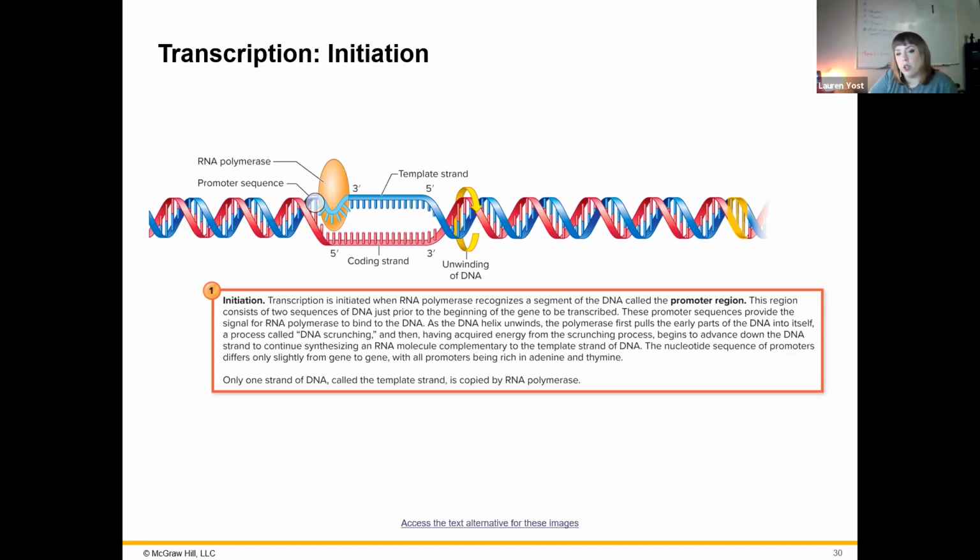Transcription has essentially three steps: initiation, elongation, and termination. Really easy stuff. All right. Initiation is going to be started whenever RNA polymerase recognizes DNA in a region called the promoter region. RNA polymerase comes in and associates in that promoter region and just starts cranking out, in a 5' to 3' direction, the messenger RNA that is complementary to the actual template strand.